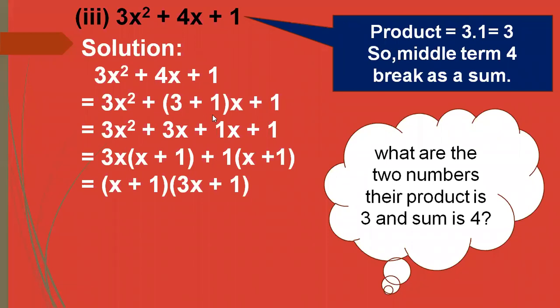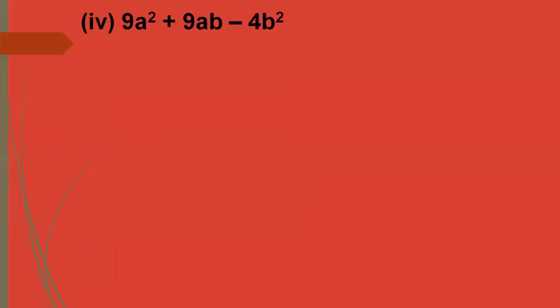Now remove the bracket, 3 and 1: this 3 into x, 3x, 1 into x, 1x, then 4 terms, then make the groups of 2 terms. 3x is common, x plus 1 is left, 1 is common, then x plus 1 is left. x plus 1 again the same. If it is the same, then our factorization is correct. x plus 1 is taken common now, then 3x plus 1 is remaining in another bracket. Okay, children? Okay, sir. Do you have any difficulties here? No, sir.